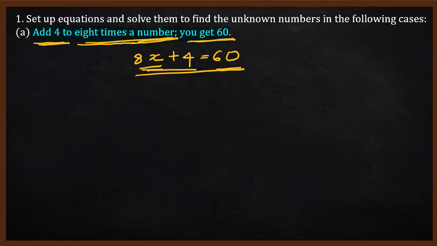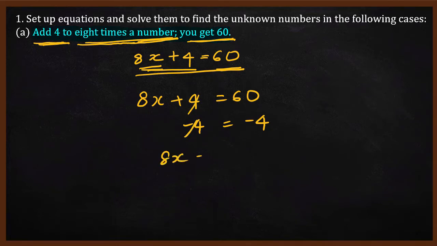What is the next step? So the next step is solving the equation. And to solve the equation, you follow the normal steps. So for example, if you were to solve this equation, what is it that we will do? We will do 8x plus 4 equals 60. You add minus 4 on both sides. Why do we do that? Because these two will cancel. And we get 8x equals 60 minus 4, which is 56. And then you divide both sides by 8. So 8 gets cancelled, and you end up with x being 7.